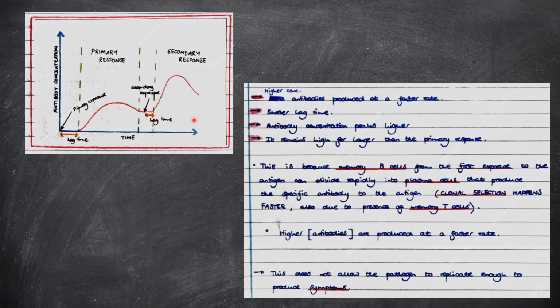And this is because memory B cells from the first exposure to the antigen can divide rapidly into plasma cells that produce the specific antibody to that antigen. So in effect, clonal selection happens faster, also due to the presence of memory T cells. So overall, a high concentration of antibodies is produced at a faster rate, which does not allow the pathogen to replicate enough to produce symptoms.